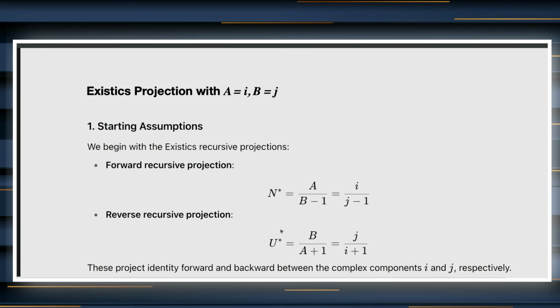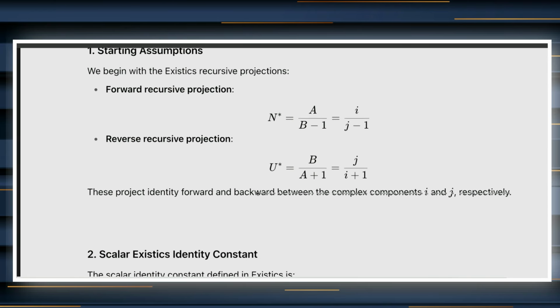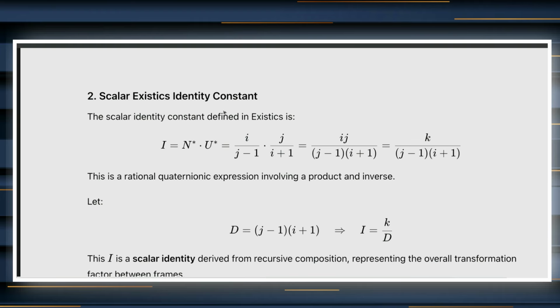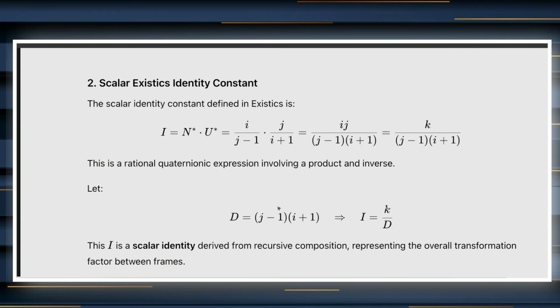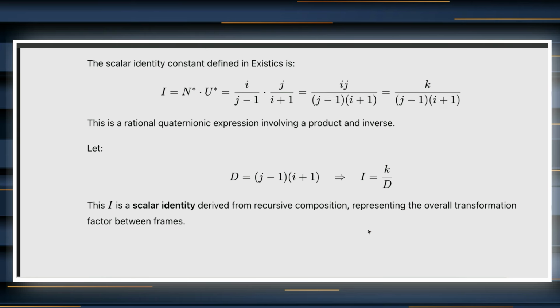All right, so now we're going to see how far we can push this. Now we're going to let A equal the imaginary number and B equal the first of the quaternions, which is orthogonal to I. So we start with our assumptions, plug them in, and use our formulation. These are the projection identity forward and backward between the complex components I and J respectively. The scalar Existics identity constant, so we come in and solve for I. So right here we've solved for I. This is a rational quaternic expression involving a product and inverse. This I is a scalar identity derived from recursive composition representing the overall transformation factor between frames.